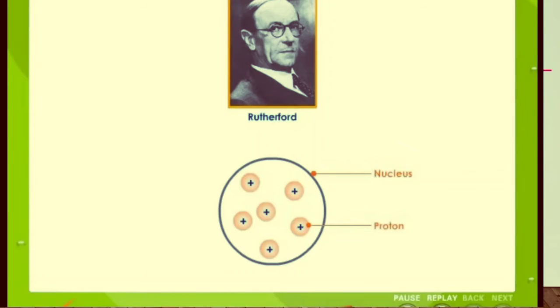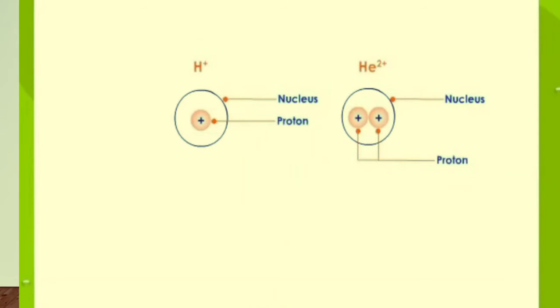But the discovery of neutron is much later than the discovery of proton, electron, and nucleus. And Rutherford also said that only positive and negative particles couldn't explain the structure of an atom. That's why he said that there must be some neutral particles also exist in an atom. The reason is that he studied only hydrogen, which contains one proton, one electron, and has atomic number 1 and mass number also 1.